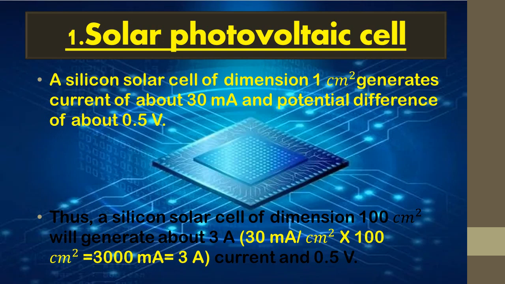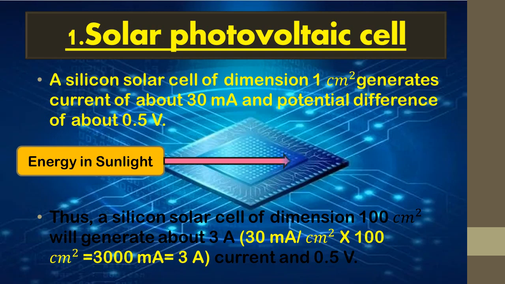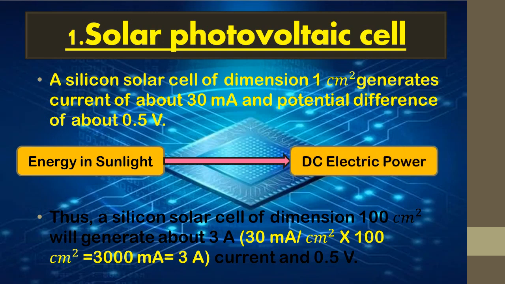So in the first case the dimension of silicon is 1 centimeter square, and in the second case the dimension of silicon is 100 centimeter square. Here we can say the current increases as the dimension increases, but the potential difference is the same, that is 0.5 volt. Here, energy in sunlight is converted into DC electric power, or direct current electric power, and this is called the photovoltaic effect.